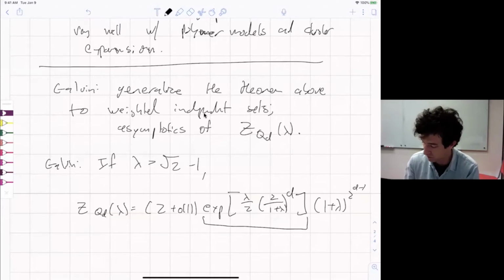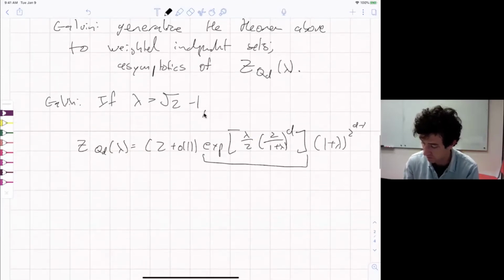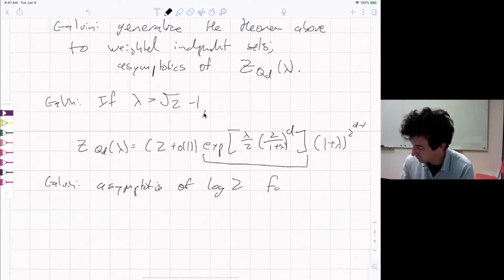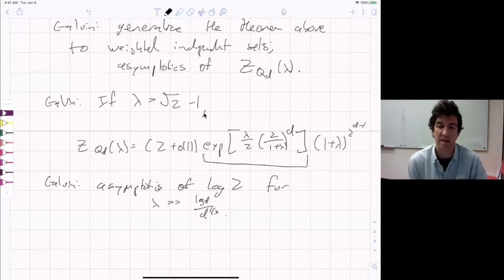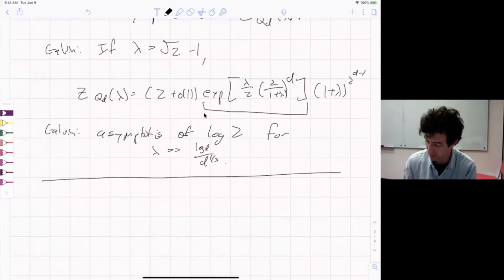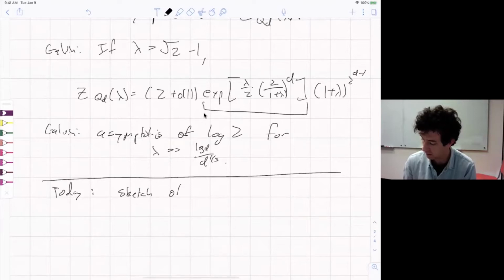And then he proved a little bit more. He found the asymptotics of log Z for a much wider range of lambda. So for lambda at least (log d over d) to the 1/3. But this is the asymptotics of the logarithm, and this doesn't give the asymptotics of the actual partition function. Okay, so what I want to show today is a sketch of the following result. And this is joint with Matthew Jenssen.